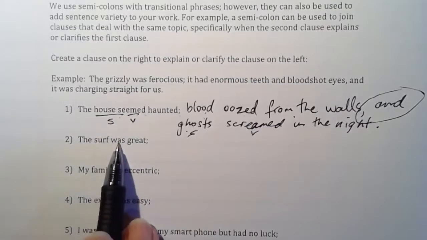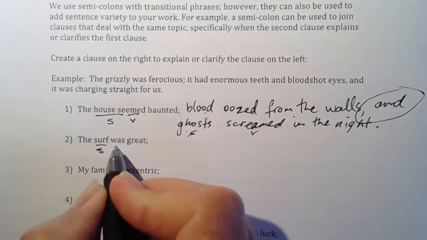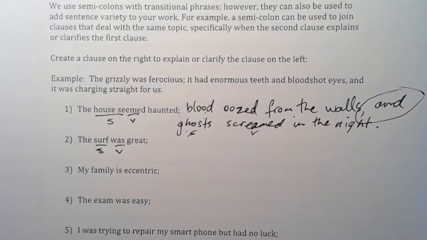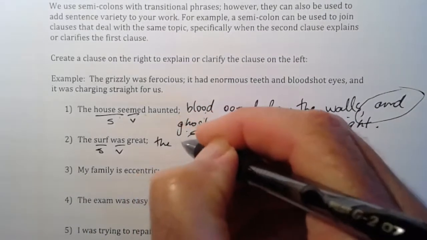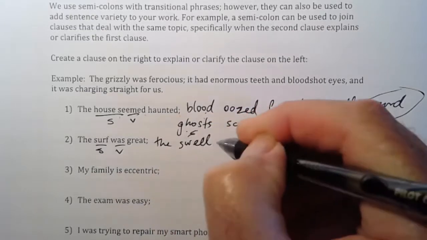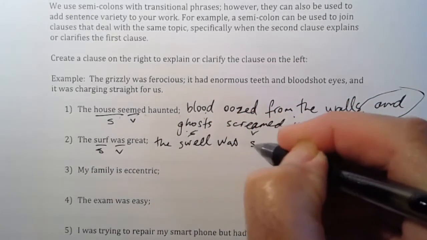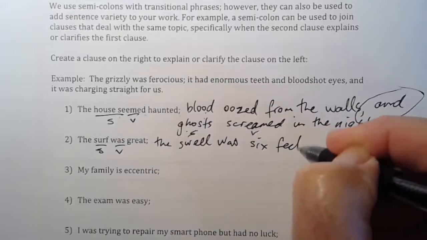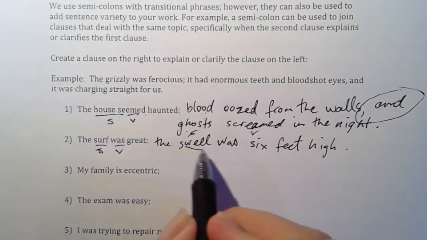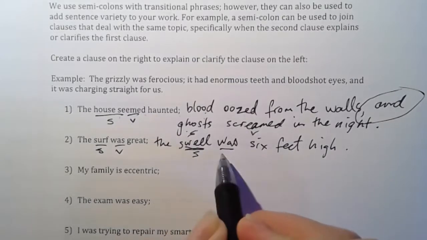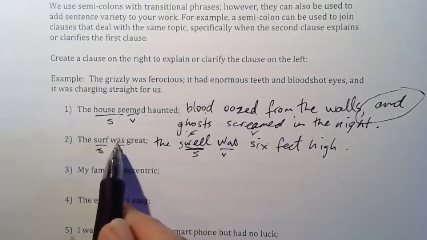So for example, the surf was great. Okay, there's a subject verb. I don't know much about surfing, but the surf was great. The swell was 6 feet high. So the swell, there's our new subject, and there's our verb. So we have a clause explaining why the surf was great.